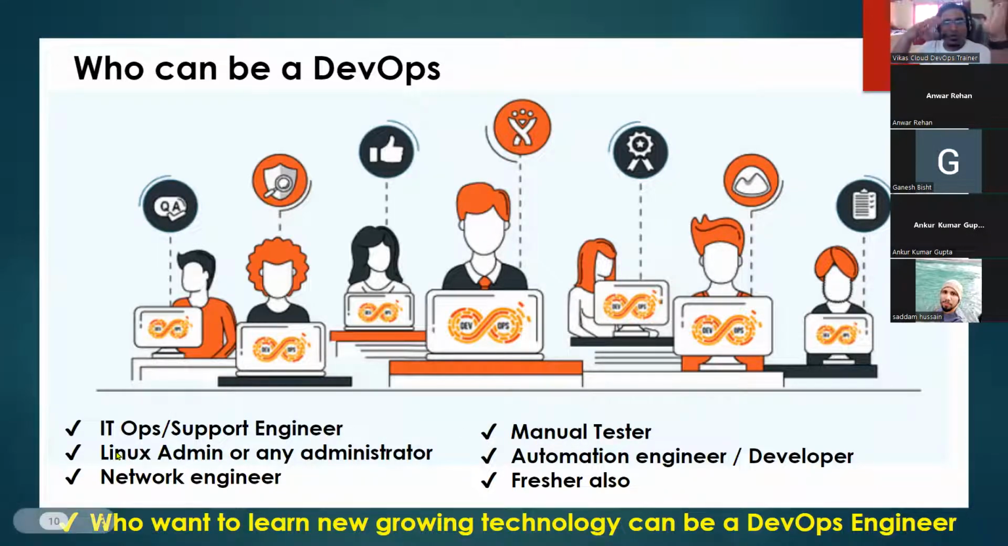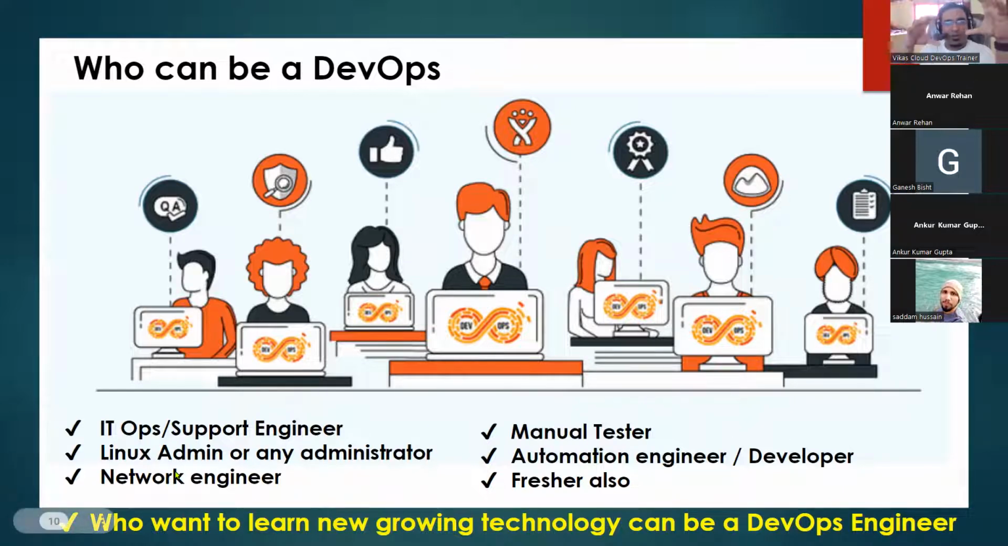Linux person, you are already doing some DevOps-related work, but your tag is not there because you don't know the tools or you don't know the cloud. If you learn the tools as well as cloud, you can also become a DevOps engineer. Testers or developers, you are already doing the activity with the applications. You don't know how to deploy the things. If you learn the deployment also, you will become a DevOps engineer, right?